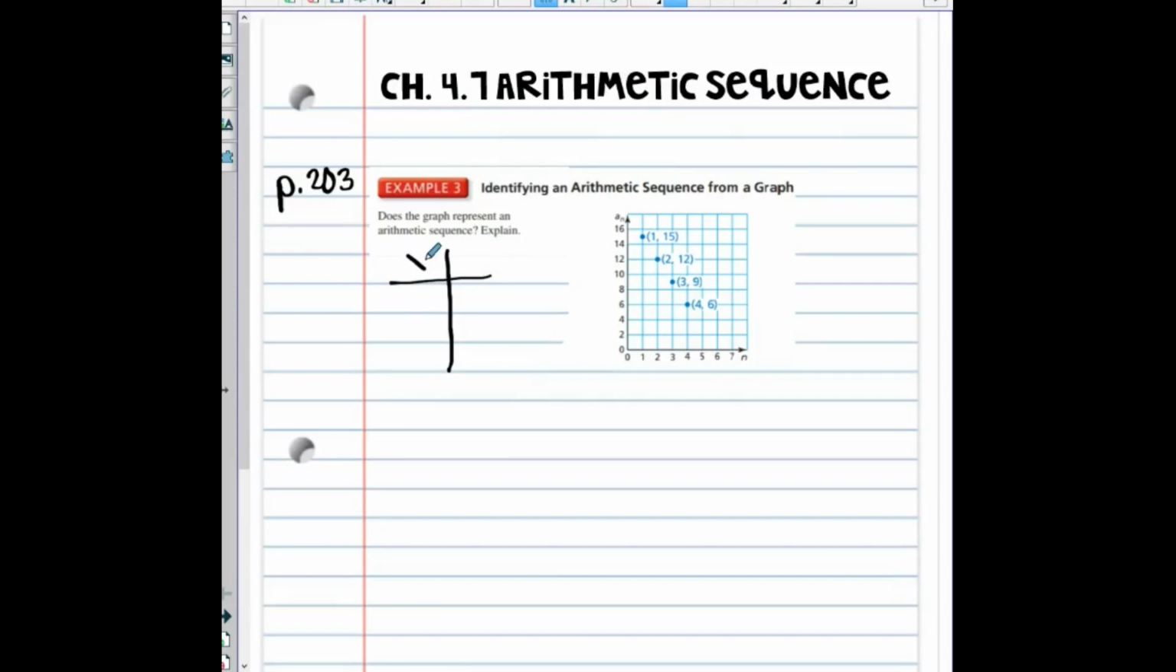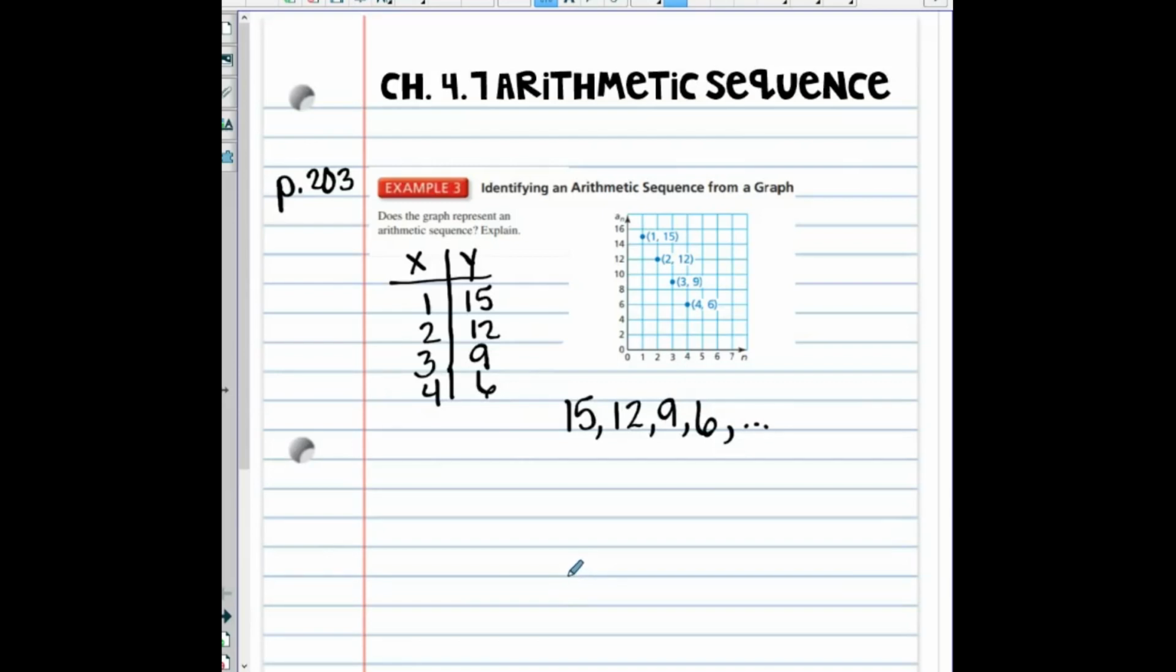So for example, you have X and Y, and the first point we have 1 and 15, 2 and 12, 3 and 9 and 4 and 6. Okay, so here to identify if it's an arithmetic sequence, you can look at the points, you can draw them on the table, and your sequence would be the numbers in the output. So for example, you have 15, 12, 9, 6, and that's your sequence there, okay?